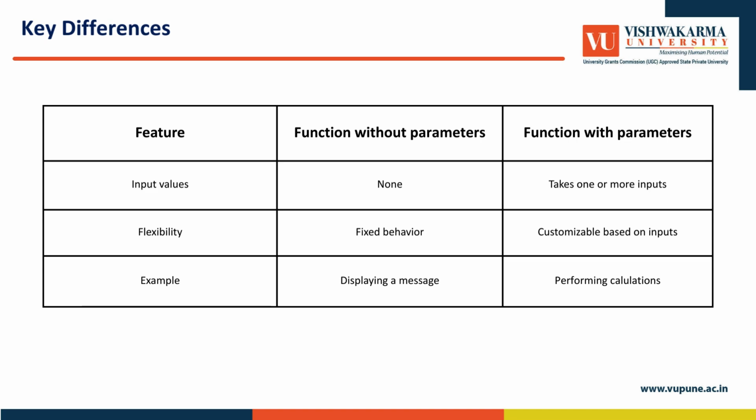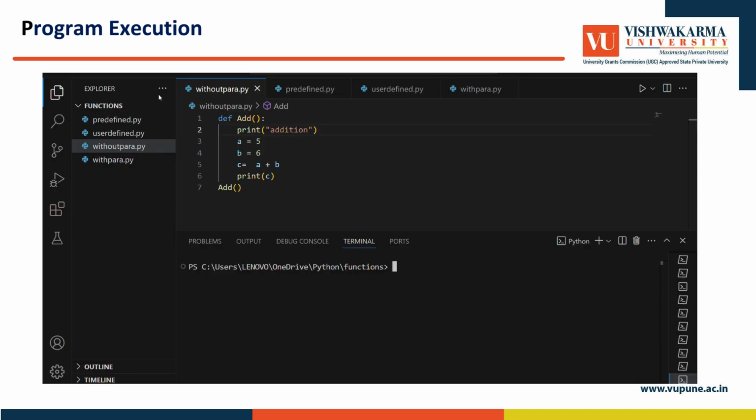Differences between function without parameters and function with parameters. First feature is input value. In a function without parameters, we do not put in values, but in a function with parameters, we take one or more inputs. Second is flexibility. Without parameters has fixed behavior, and the function with parameters is customizable based on inputs. Examples: without parameters, displaying a message, and with parameters, performing calculations.